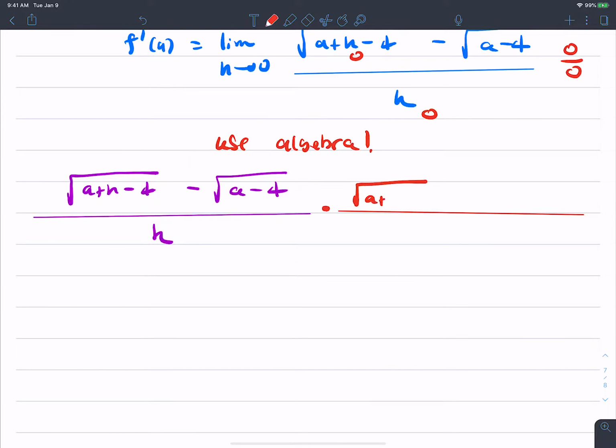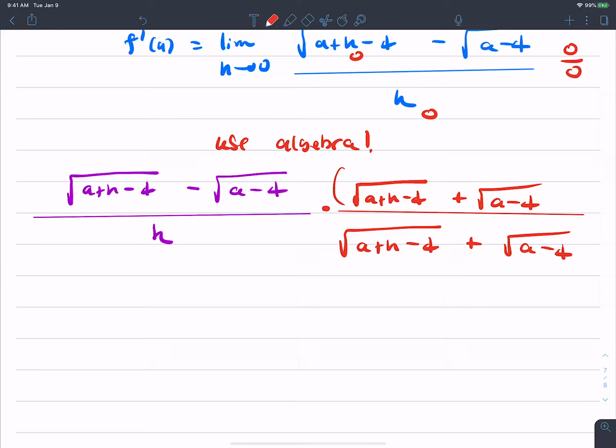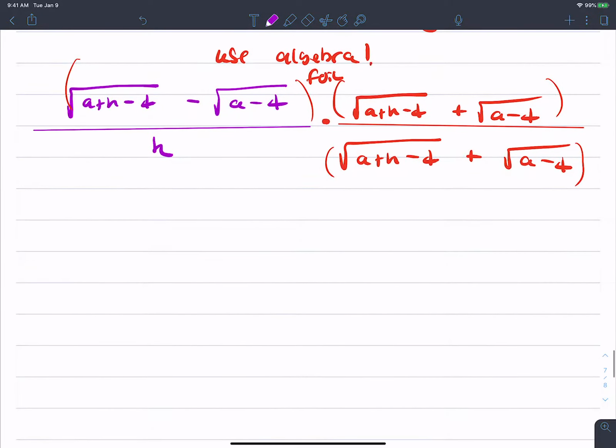Square root a plus h minus 4 plus square root a minus 4. A plus h minus 4 square root a minus 4. So this is the conjugate of the difference there, the irrational term in the numerator. And as you guys know, when you FOIL here, you're really multiplying the F and L terms because the O and I terms go away. So as we've seen in class, this really gives you a plus h minus 4.